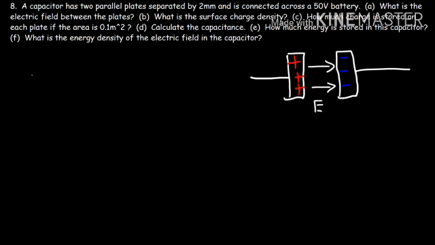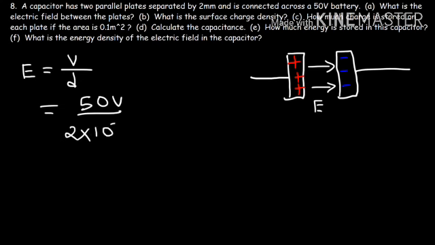To calculate the electric field, all you need is the voltage across the capacitor and the separation distance. So it's V over D. The voltage is 50 volts, and the distance has to be in meters. 2 millimeters is basically 2 times 10 to the minus 3 meters. So 50 divided by 0.002 is 25,000. So the electric field is 25,000 volts per meter, or you can use the units in newtons per coulomb.